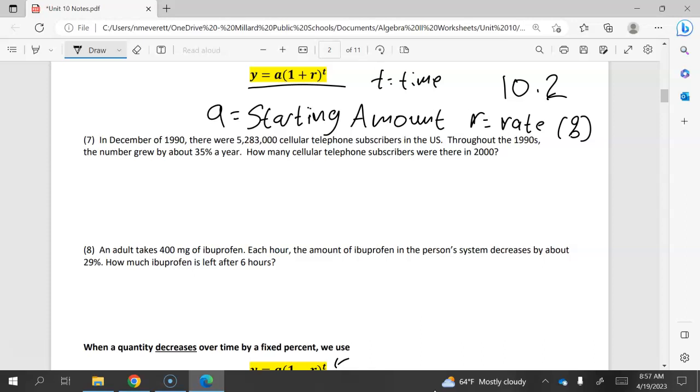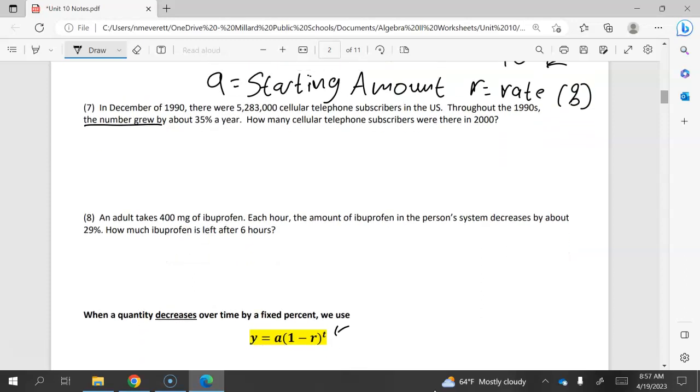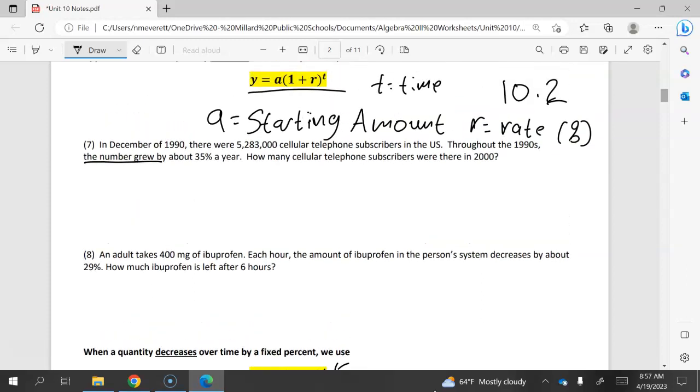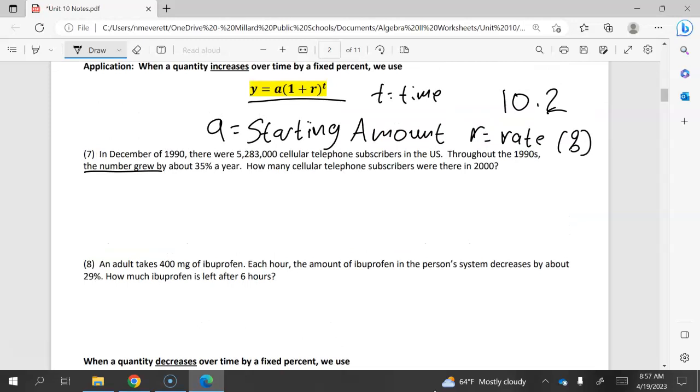So if we go to some of these problems, in December 99 there were 5,283,000 cell phone subscribers in the U.S. And it says the number grows. Okay, so that's the big thing. It's kind of tough to see, but there are two equations that we're using: one for decreases over a fixed percent and one for increases. If it's increasing, we use a plus sign here. If we see anything that's decreasing, that plus sign will be a minus sign. Since we're increasing, we're going to use the plus r to the t equation. Let's go ahead and fill it in there.